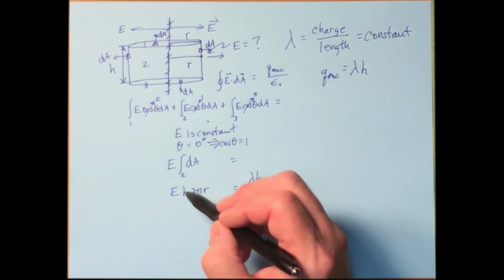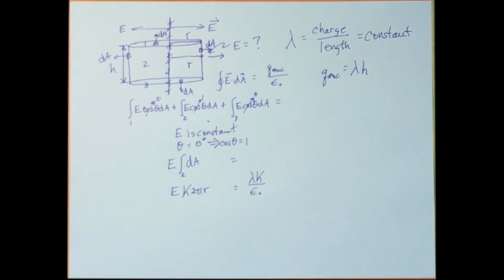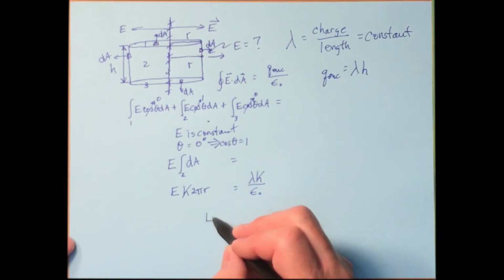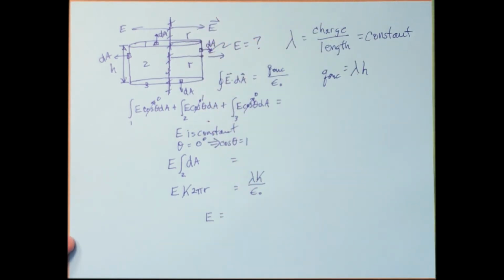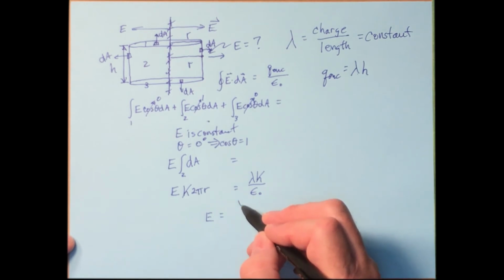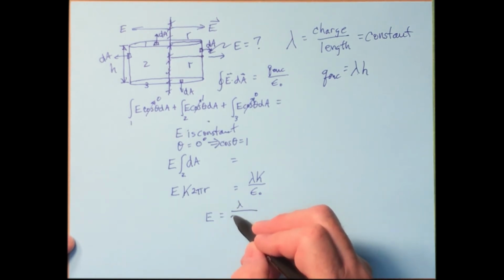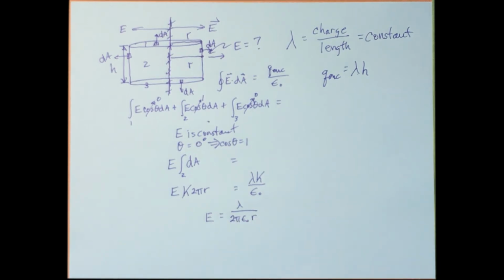Now, you notice the h's cancel, they disappear. So the last step then is to solve for E, and that's what we originally wanted to do. We wanted an equation that describes the electric field a distance r away. And here it is. It is lambda over 2 pi epsilon naught r, like that.